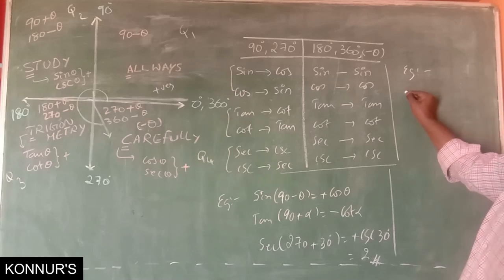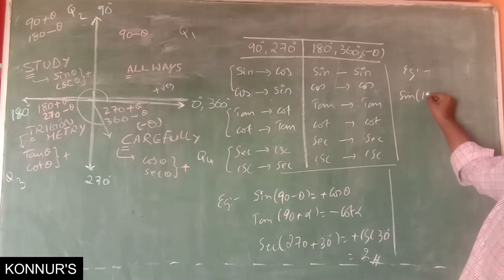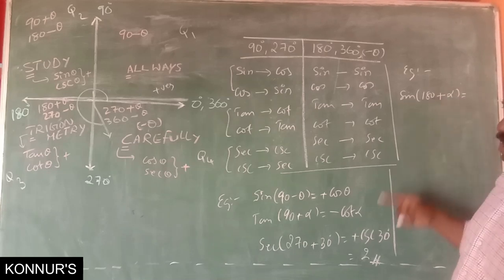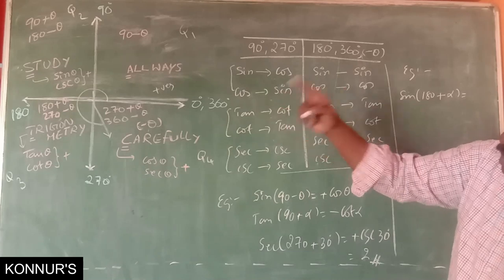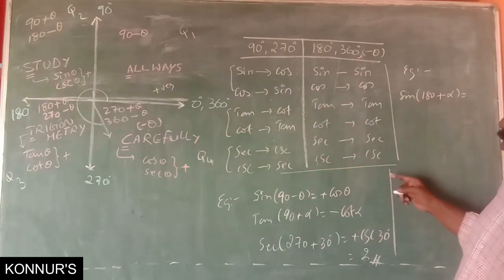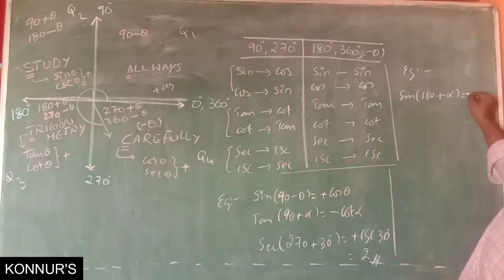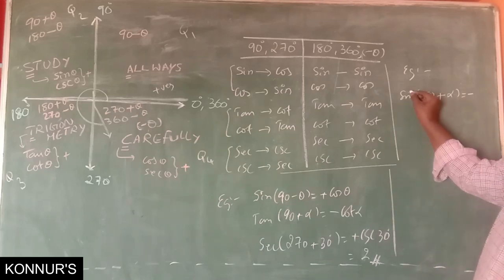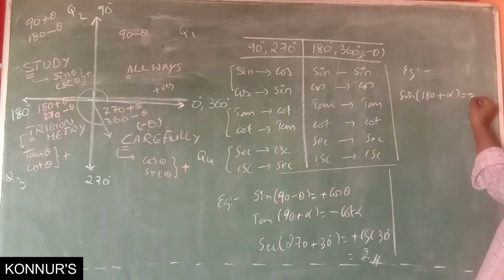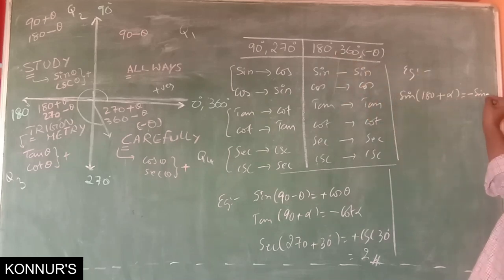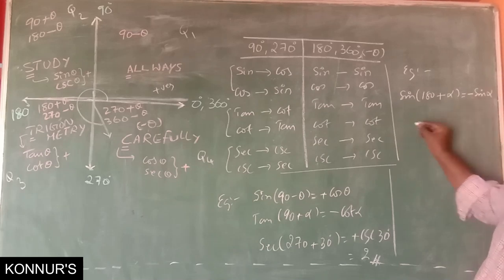Observe me. Suppose sine of 180 plus alpha is there. 180 plus means it is in the third quadrant. In the third quadrant, only tan and cot are positive, so for sine the table gives negative. If 180 is there, sine remains sine, not cos. Here alpha is given. So it is minus sine alpha.